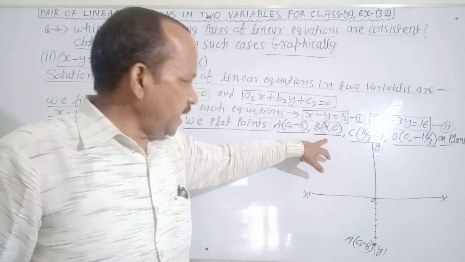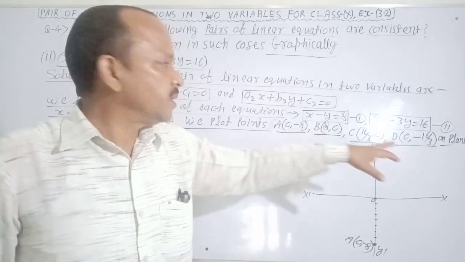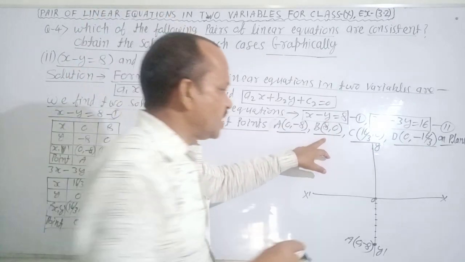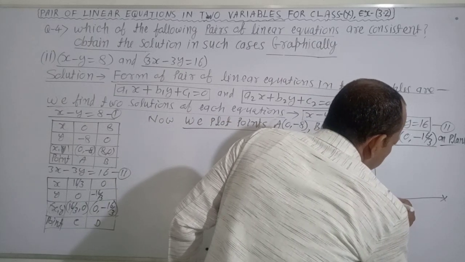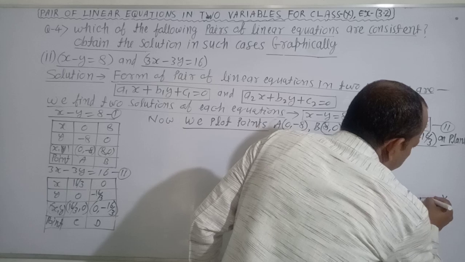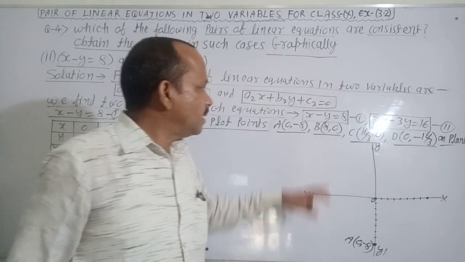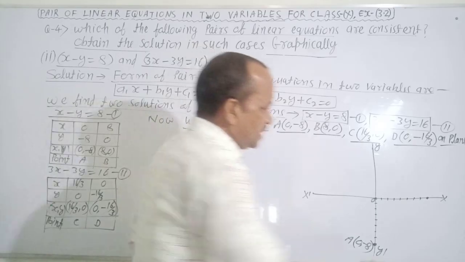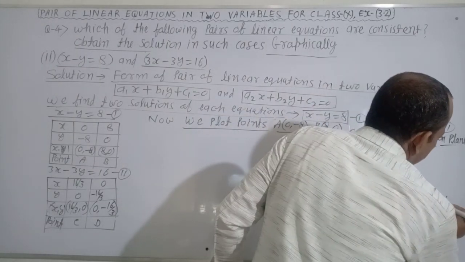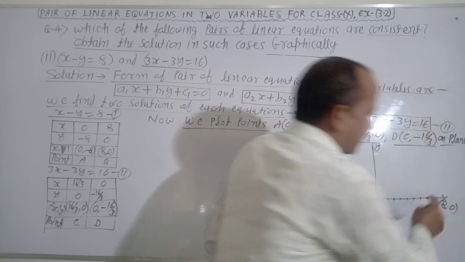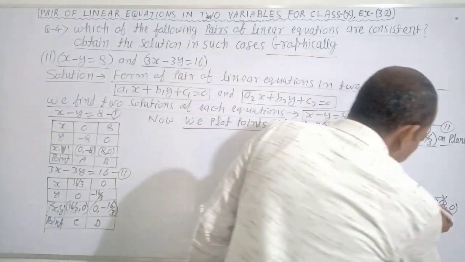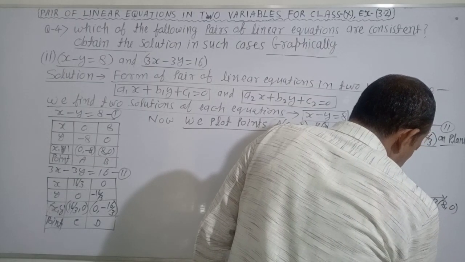Now you plot point B. 8 and 0. 8 at x-axis in the positive direction. 0 at y-axis means at origin. Here 8. 1, 2, 3, 4, 5, 6, 7, 8. 8 is here and 0 is at origin. It means the coordinate of point B is 8 and 0, here. Clear? You join point A and point B.